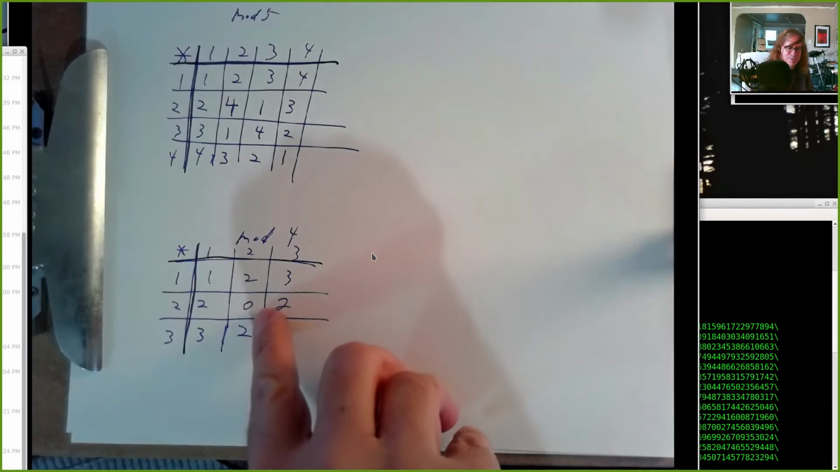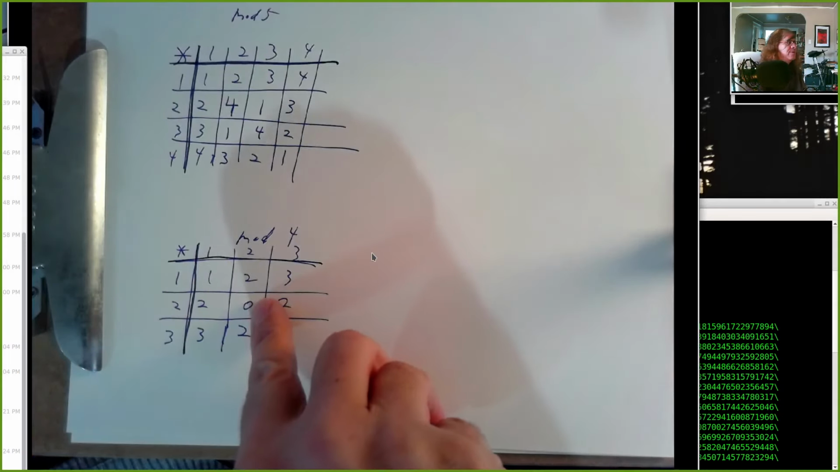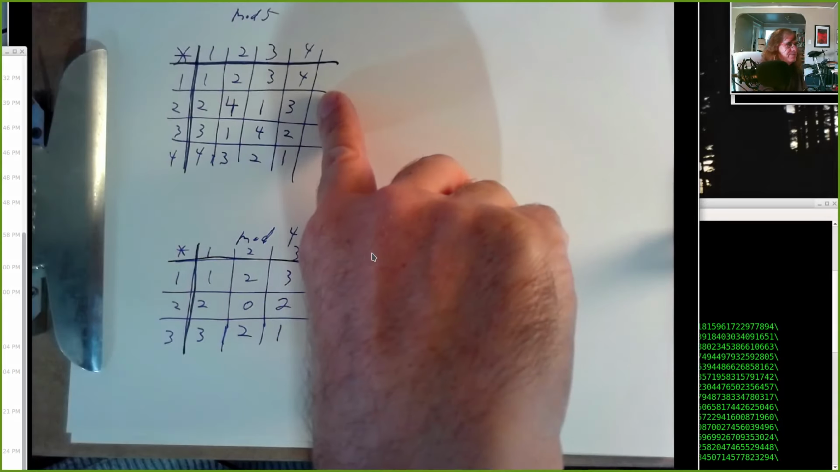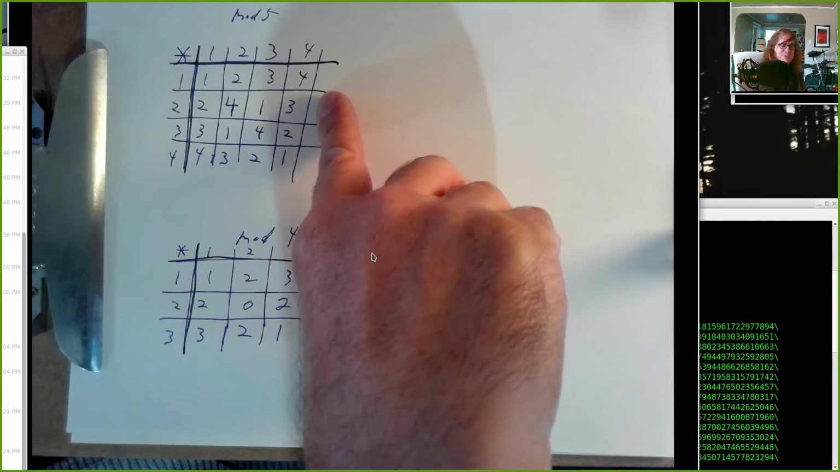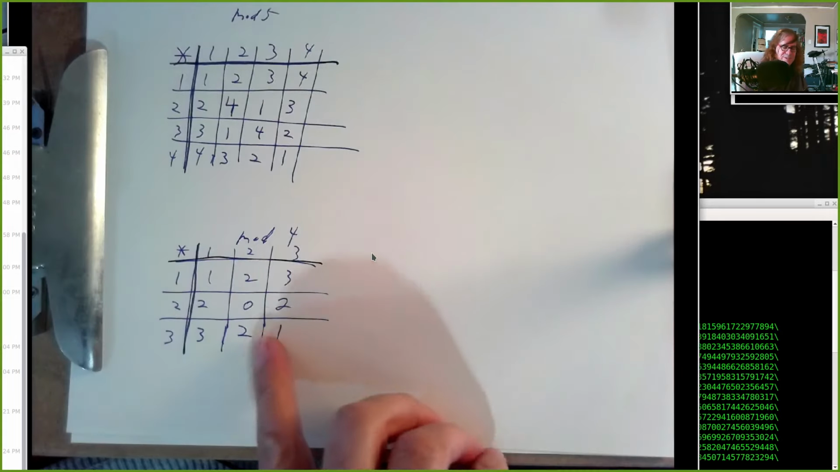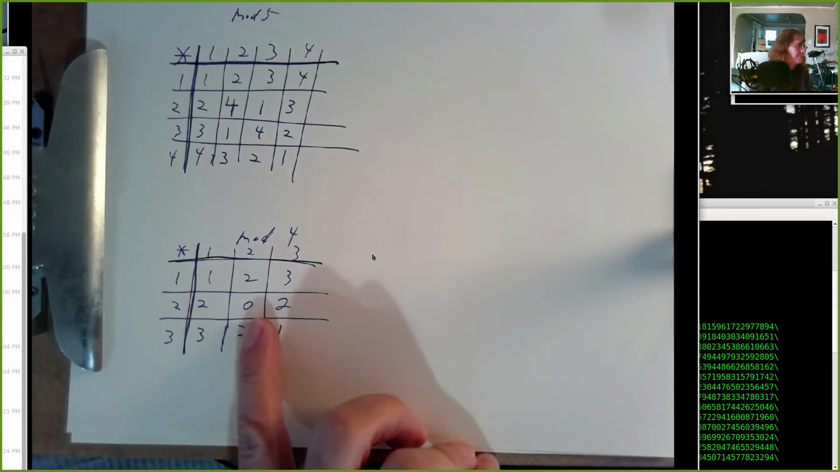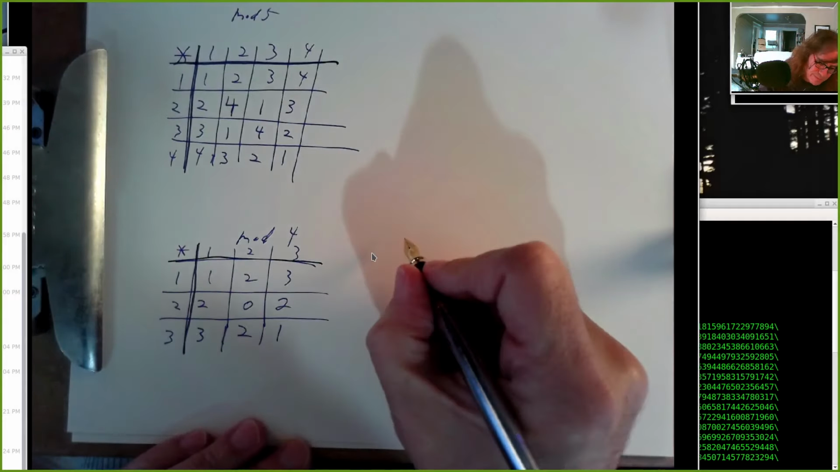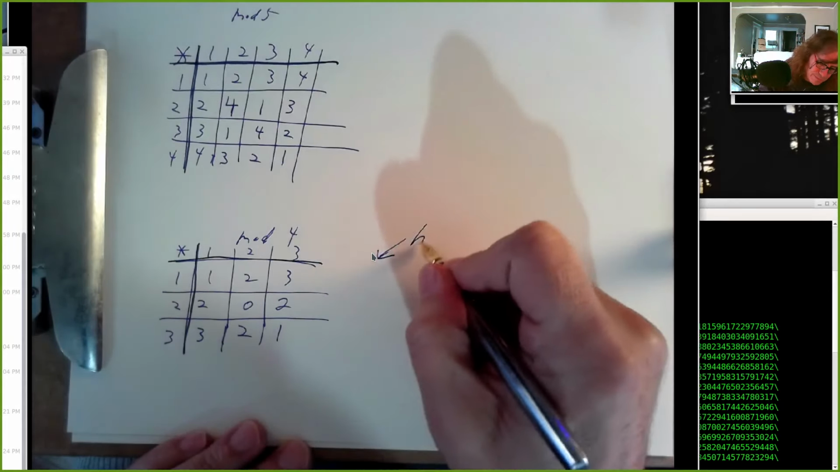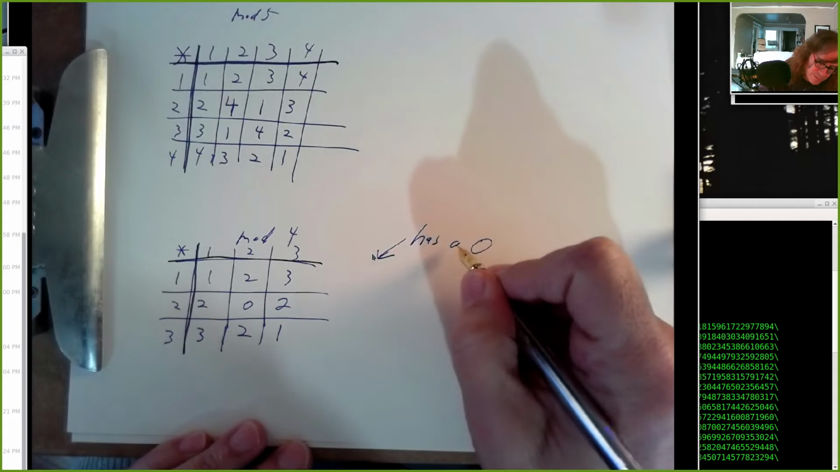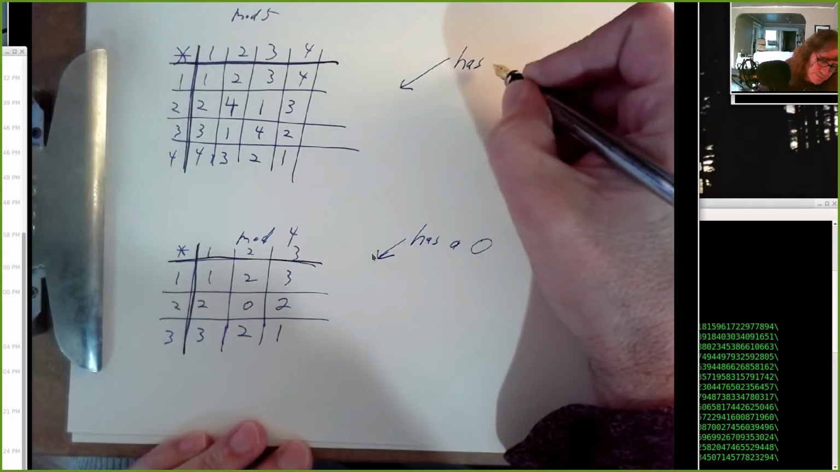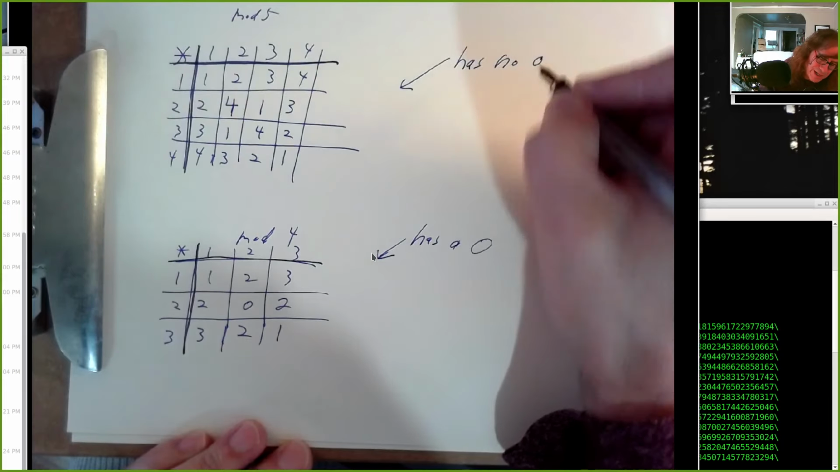What's in the middle of this one? We've got a 0. Do we find a 0 in this table at all? No. There's no zeros. In this table there is a 0 in the middle. So this has a 0. This does not have a 0.